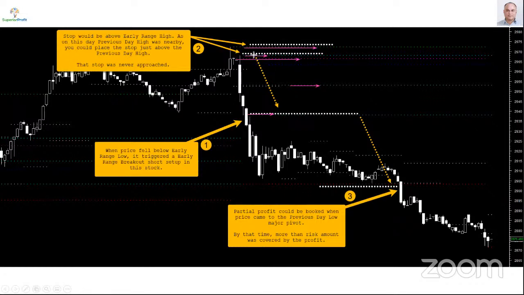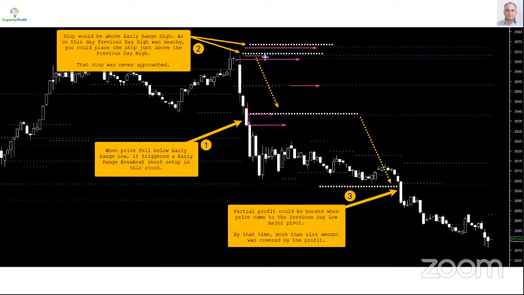Usually we put stop if we are taking early range breakout. Early range breakout happened at this point. So we would initiate an early range breakout short trade on this bar, at the close of this bar. In the morning session, I use 5-minute interval.